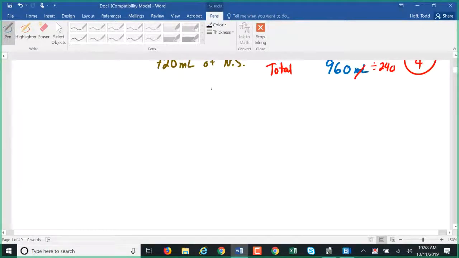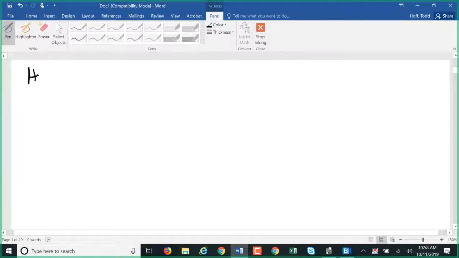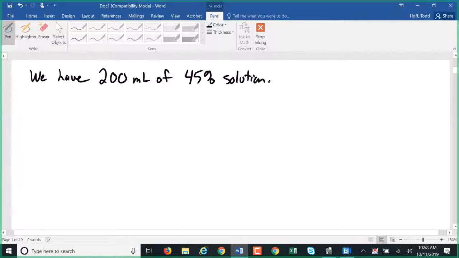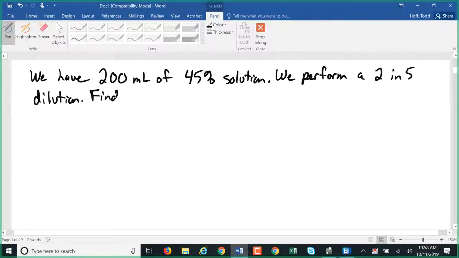Similar to that problem, we might have 200 milliliters of a 45% solution. Perform a 2 in 5 dilution. Find the new concentration.